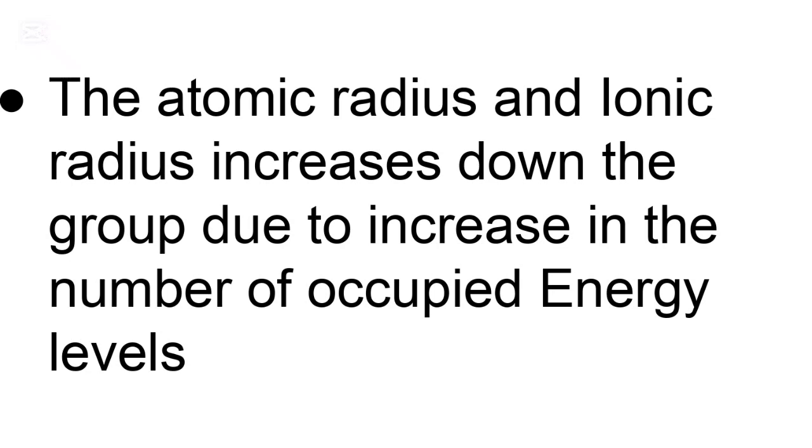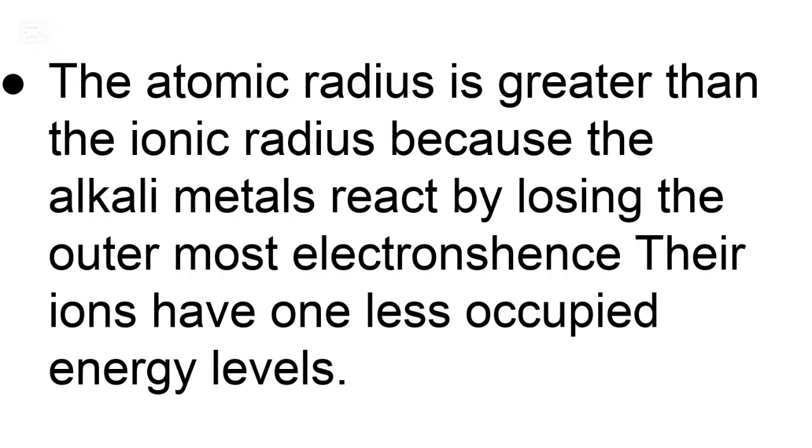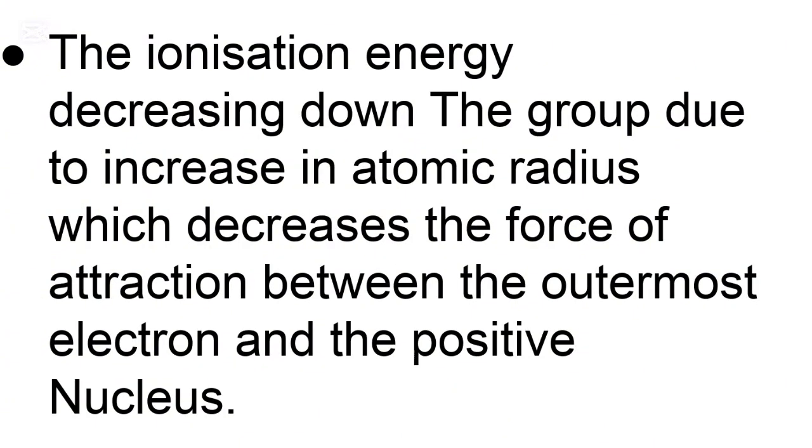The atomic radius is greater than the ionic radius because the alkali metals react by losing the outermost electron, hence their ions have one less occupied energy level. The ionization energy decreases down the group due to increase in atomic radius, which decreases the force of attraction between the outermost electron and the positive nucleus.